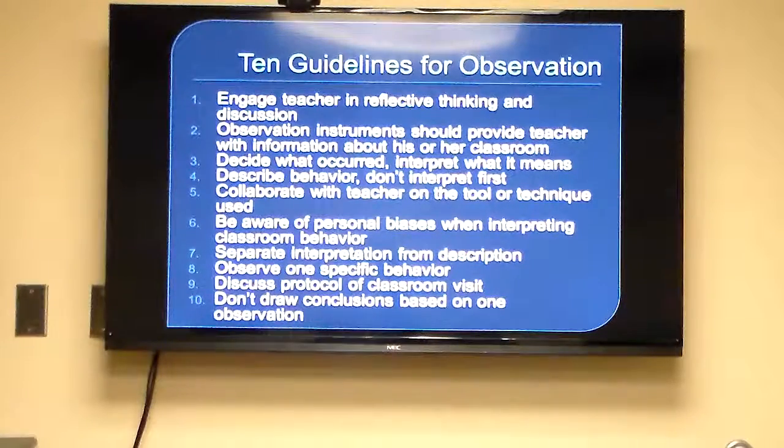So here are the 10 guidelines for observation. I'm going to present these and then we're going to talk about each one of them. So take a minute and read them. I'll give you about 15 seconds to look over these. So we're going to talk about each one of these.